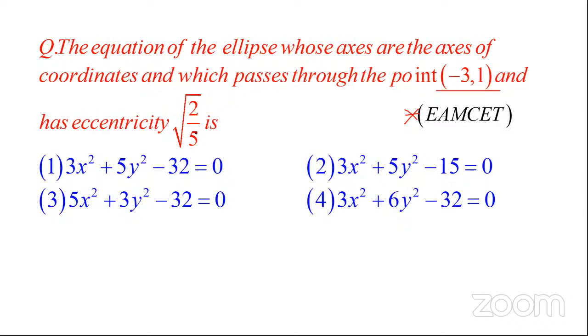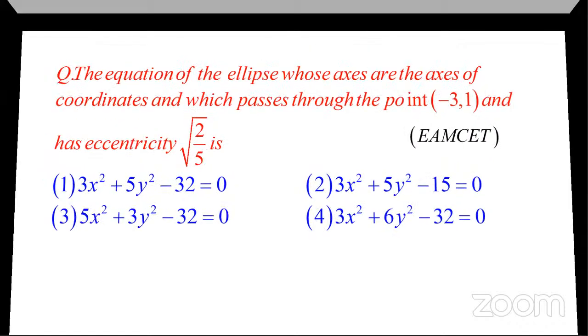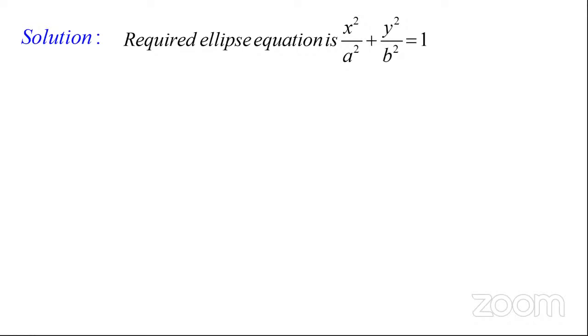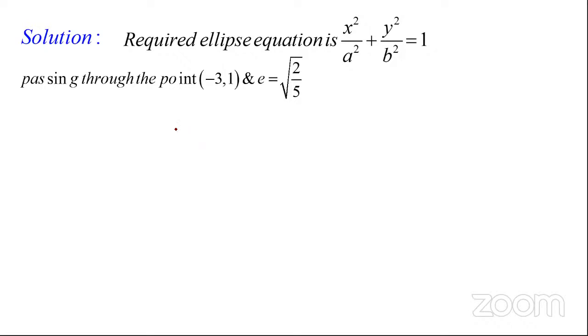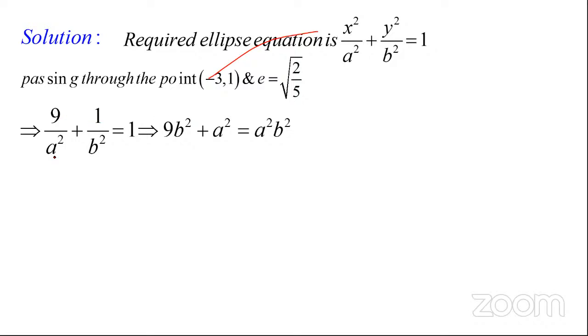So for that one, the solution. The required equation we are taking is x square by a square plus y square by b square equal to 1. Here it passes through minus 3 comma 1, so just substitute the x, y values in this equation. Then you will get 9 by a square, since minus 3 square is nothing but 9, plus 1 by b square equal to 1. Simplify this one, then you will get 9b square plus a square equal to a square b square.